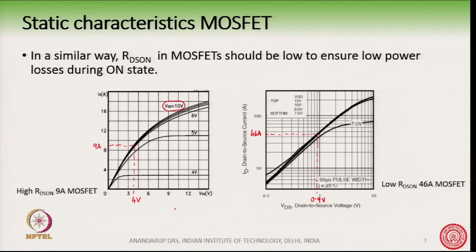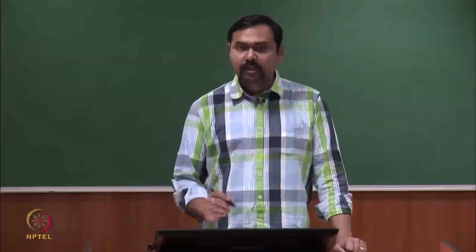So, therefore, the right hand side one, the 46 ampere MOSFET, will have much less conduction loss when the device is conducting as compared to the left hand one, and this is something which must be kept in mind. So, this is the steady state characteristics where you should always be seeing where your device is operating. Again, it will depend on the load line, where is the load line and where you are exactly operating on the load line. So, you will have to see where the device is operating.